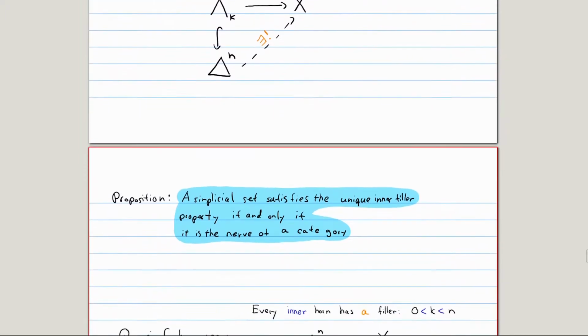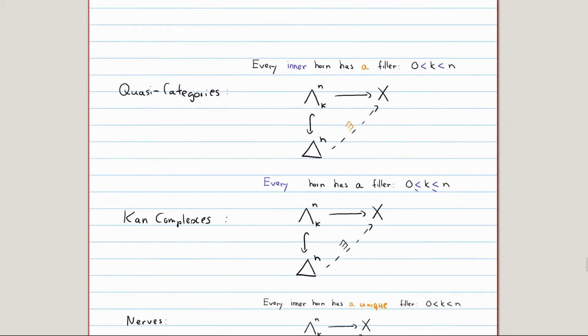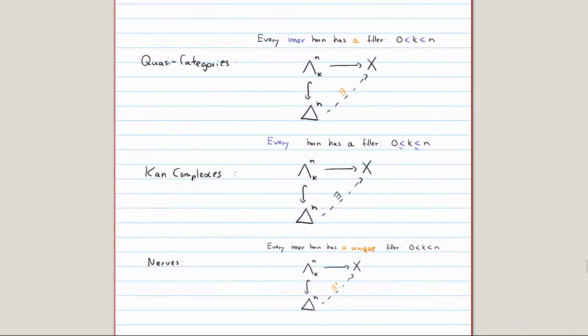So here I want to give you a quick overview. We defined quasi-categories, Kan complexes and nerves, and the defining feature of quasi-categories is that they are generalizations of both Kan complexes and nerves. So every Kan complex is a quasi-category, and every nerve is a quasi-category, but in this section we don't really have the converse implication. So here I wrote it down. We've got this inner horn condition here, and also this non-uniqueness from the Kan complexes.